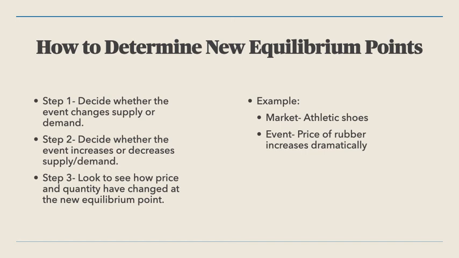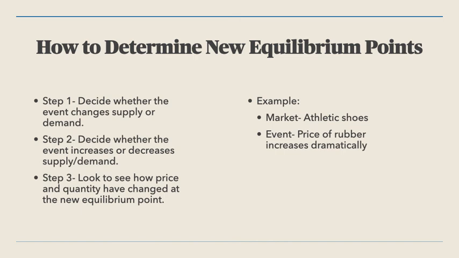Okay, so step number 1, decide whether that's going to change supply or demand. Well, if the cost of rubber goes up a lot, that's going to make it more expensive to produce athletic shoes. So they're not going to be able to make as many. That means it's going to affect supply. Is it going to increase supply or is it going to decrease supply? Well, if it costs more money to make shoes now, then we can guess that's going to decrease the supply of athletic shoes.